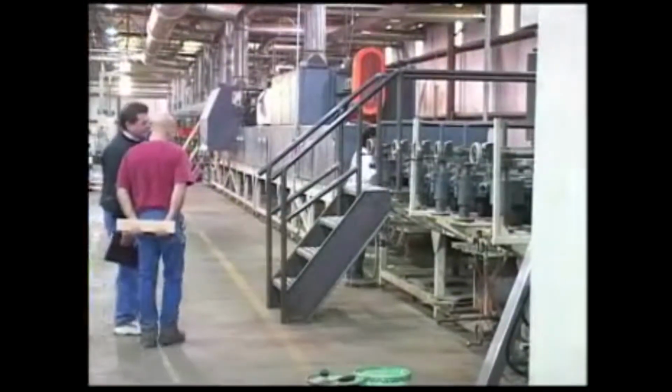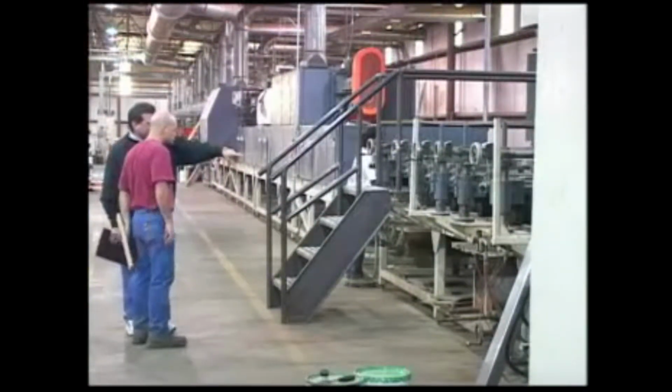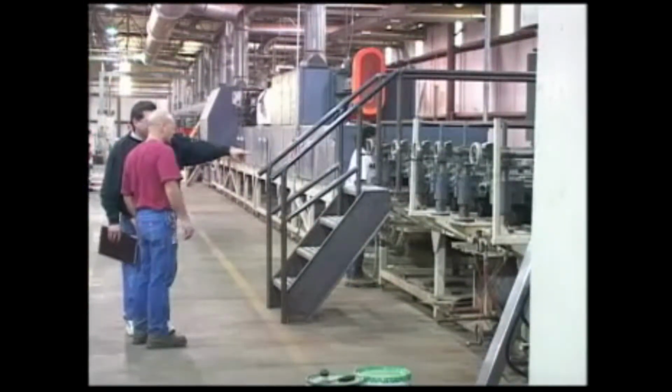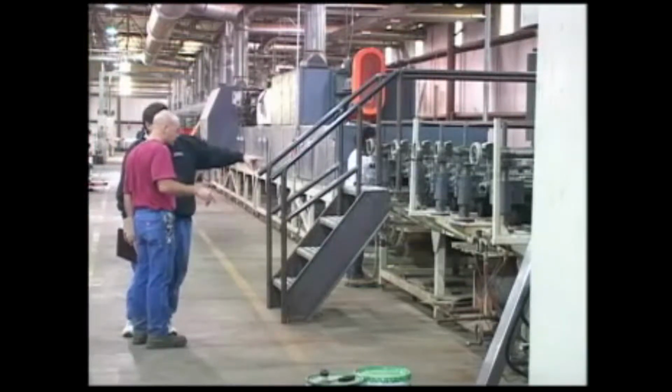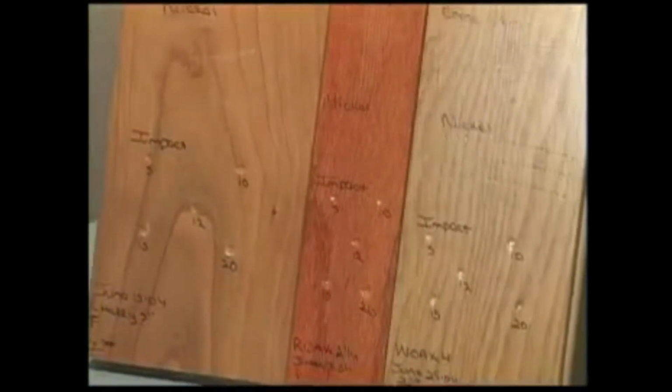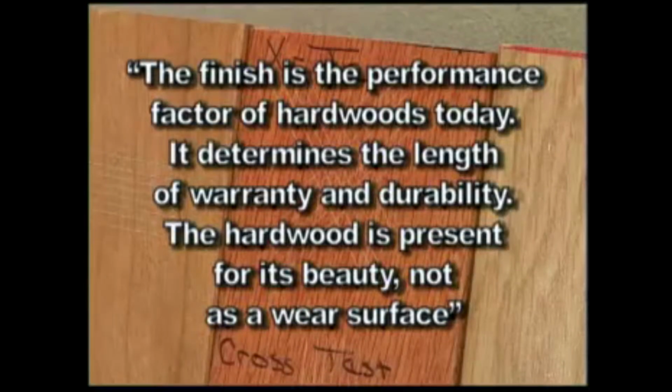Manual inspection is conducted to determine the final appearance grade. The finish process averages 10 to 20 people inspecting the wood through each phase of this operation. Samples are pulled for finish quality control tests, including gloss level, bond, hardness, and impact resistance. The finish is the performance factor of hardwoods today. It determines the length of warranty and durability. The hardwood is present for its beauty, not as a wear surface.